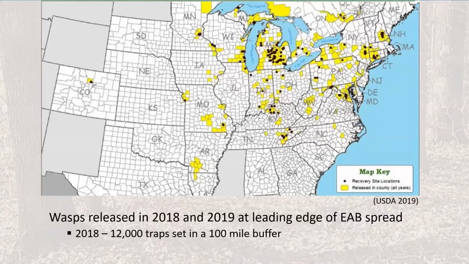So here's a map of wasp release in 2018 and 2019, kind of at that leading edge, and what it's showing us is yellow are the counties where they've been released, and then those little dots are counties where they've trapped those wasps. So that means that there's an active population breeding and active in that area, and so they've been able to stick around. So that's important.